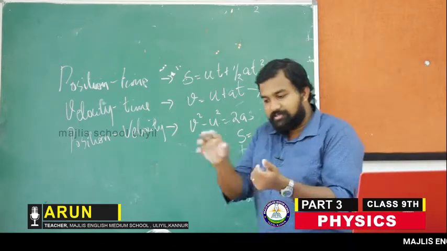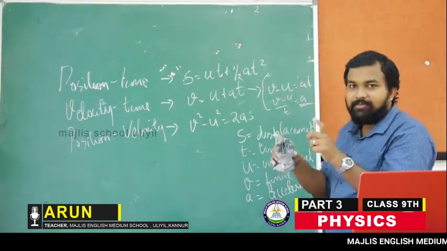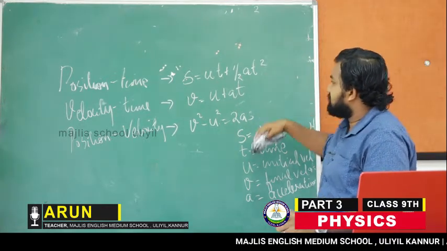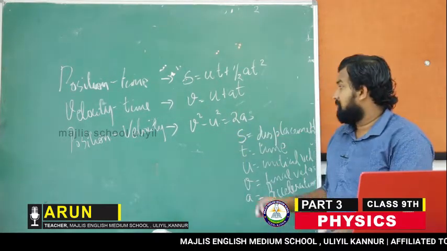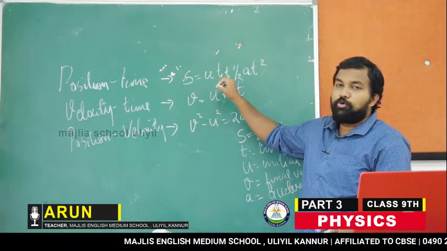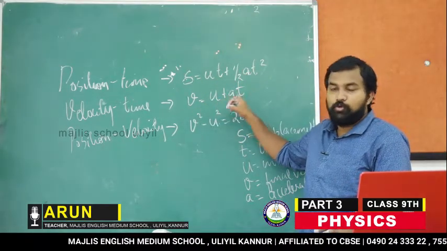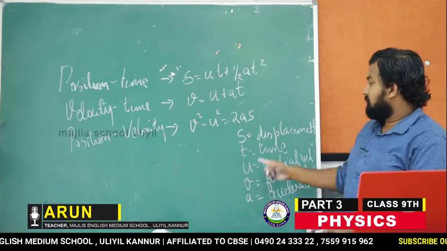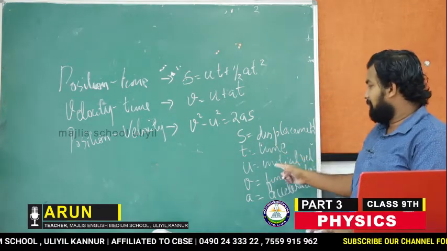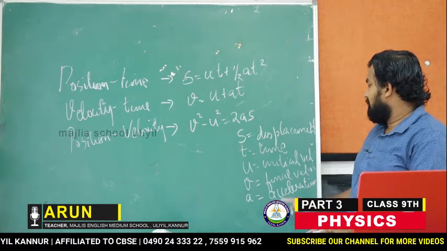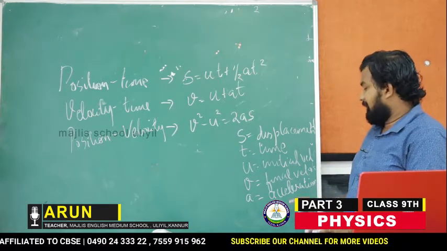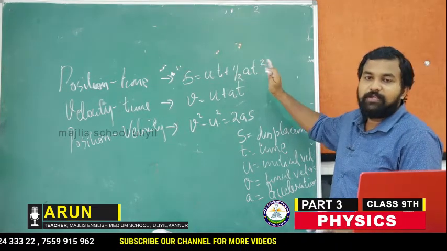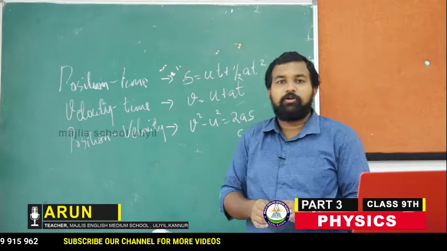Okay, so using these equations, they have rearranged them and formulated three equations of motion: s is equal to ut plus half at square, v is equal to u plus at, and v square minus u square is equal to 2 into a into s. Here s is displacement, t is time, u is initial velocity, v is final velocity, and a is acceleration. So learn these equations by heart, as we will be using them for solving all the numericals.